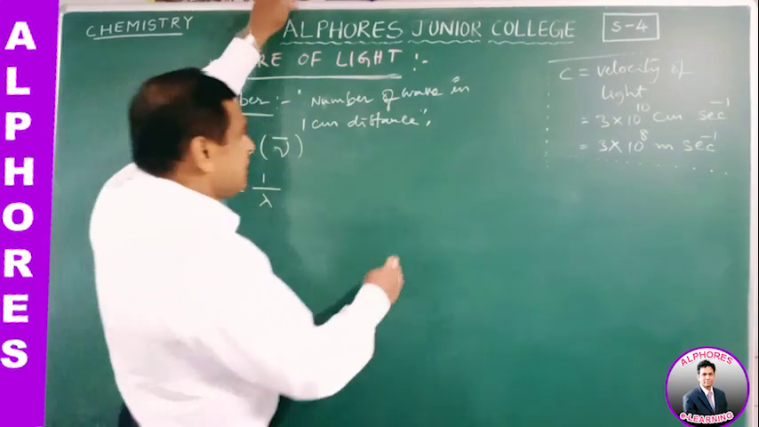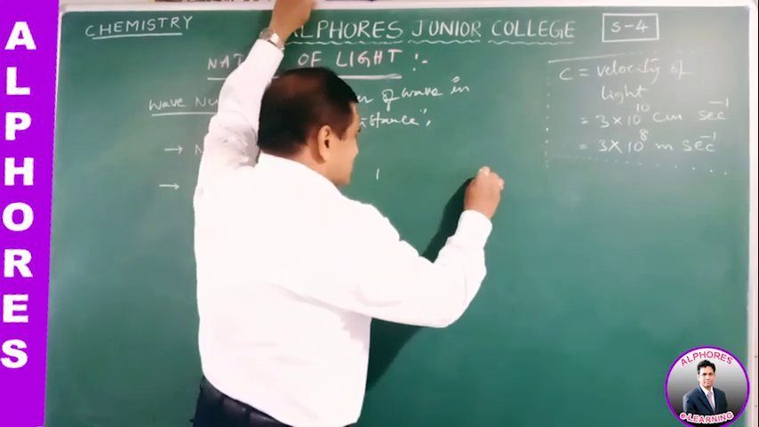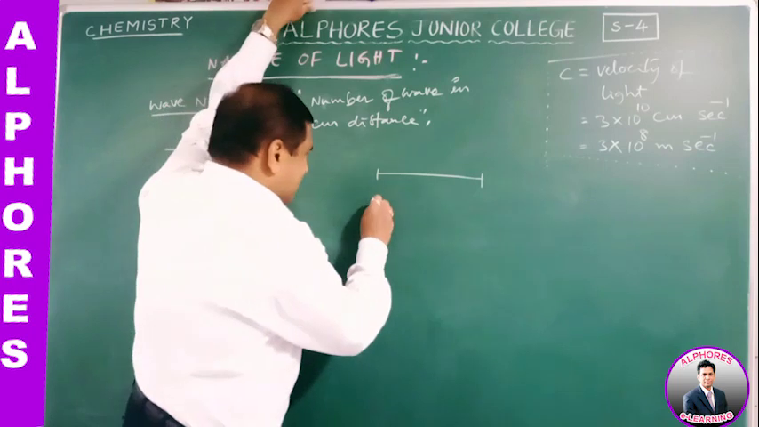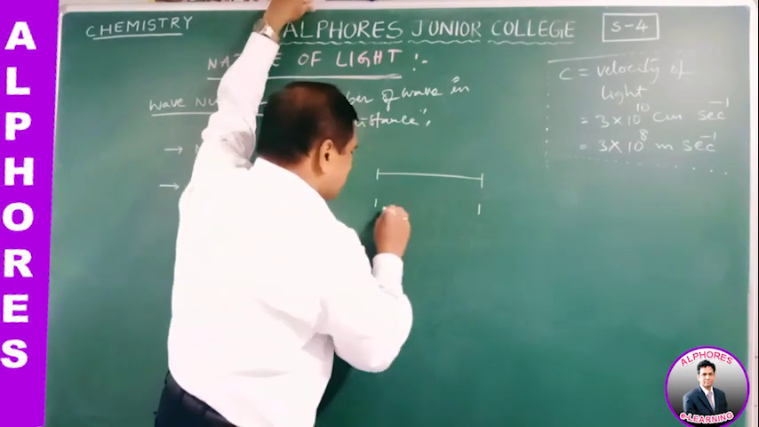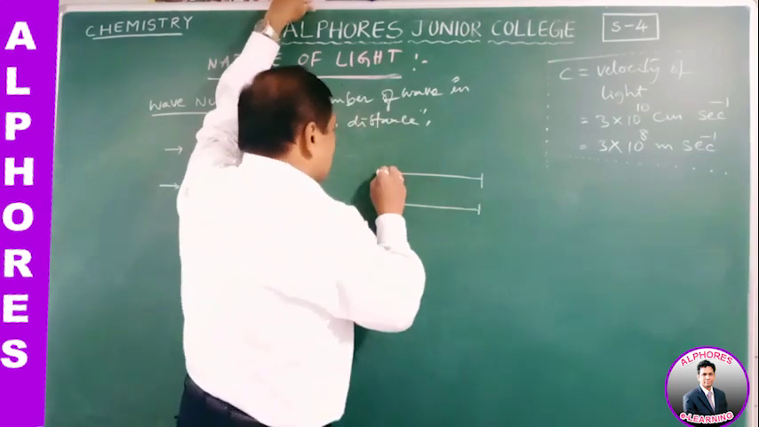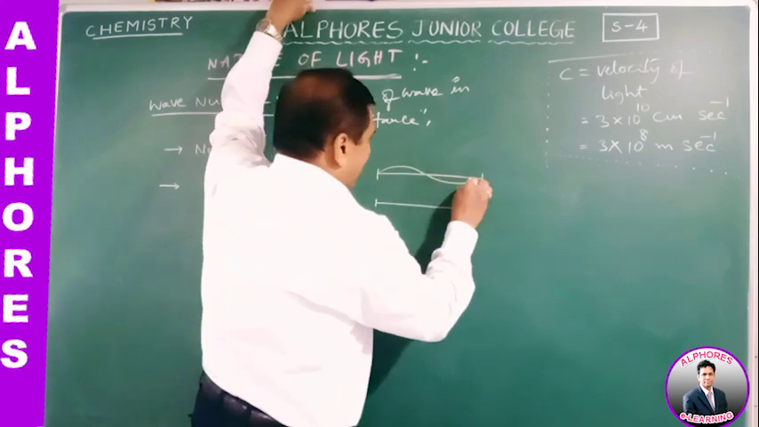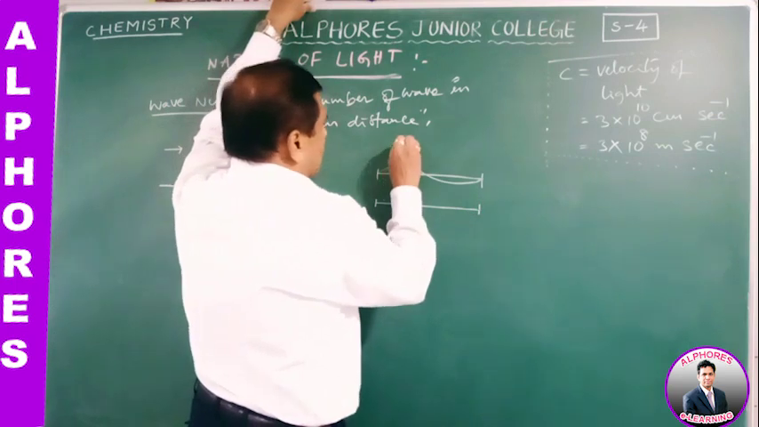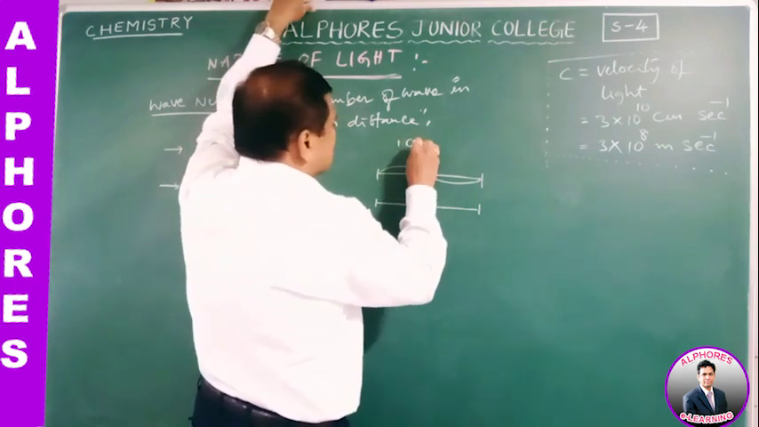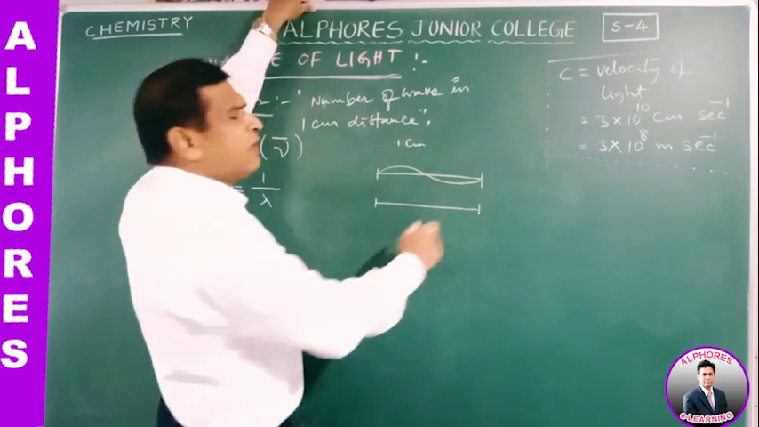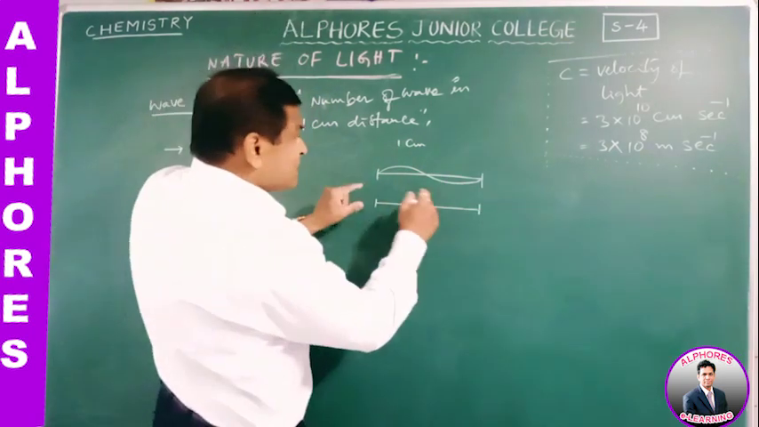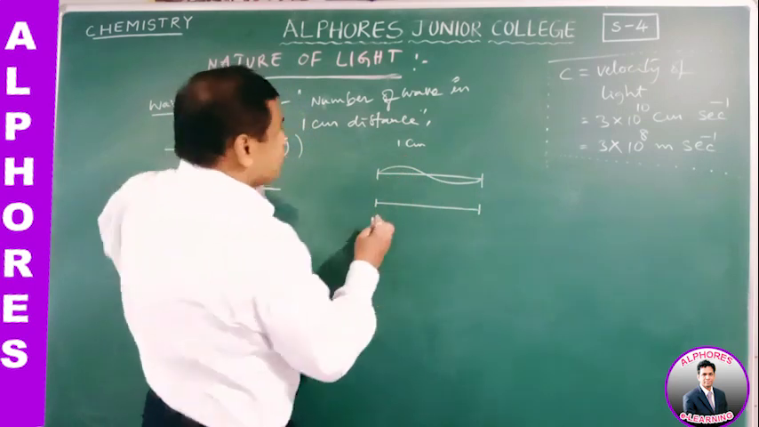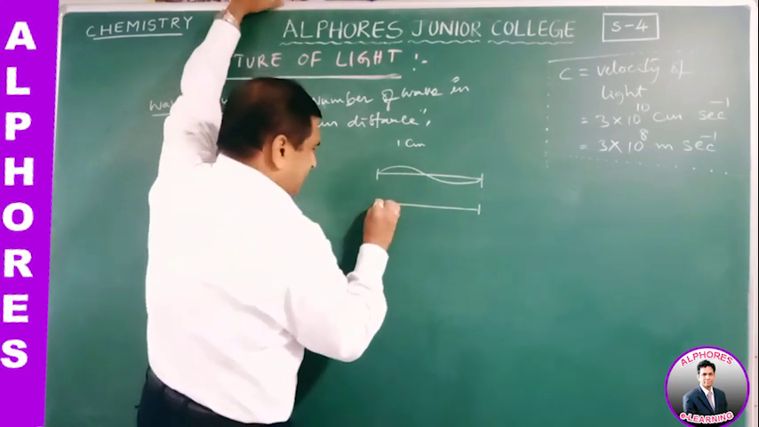For example, let us consider this 1 centimeter distance and it is again 1 centimeter distance. Let us say one wave is accommodated in 1 centimeter distance. In this, how many waves are accommodated? Only one wave is accommodated. Now the wavelength is more, that is why the wave number is only 1. Let us make a different example.